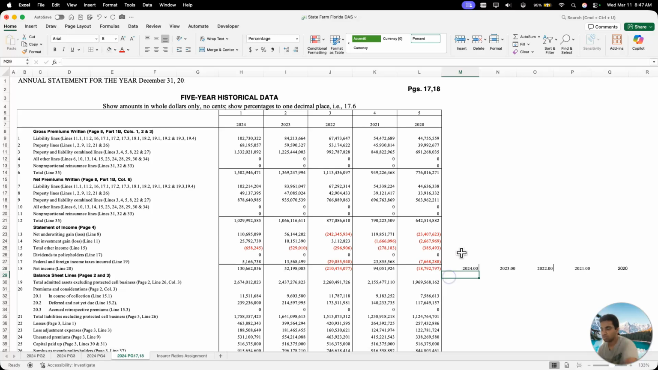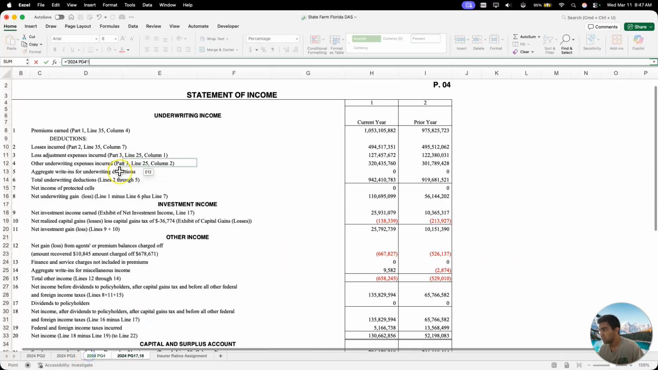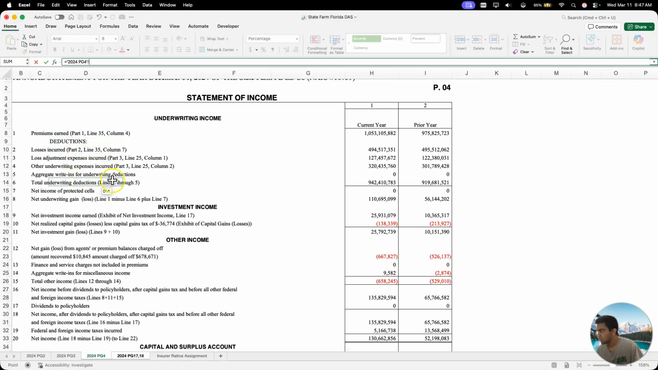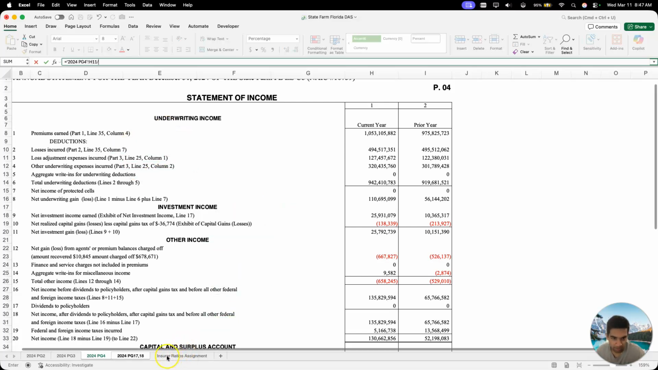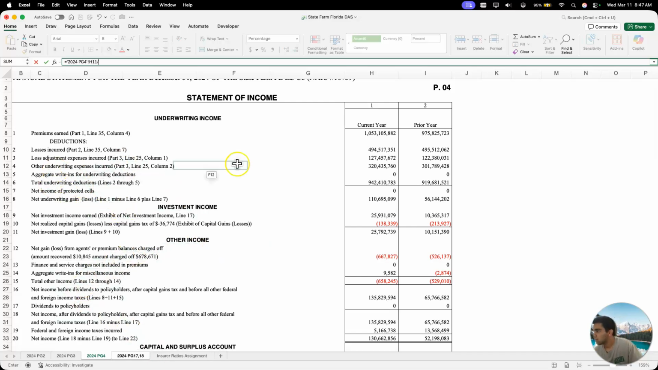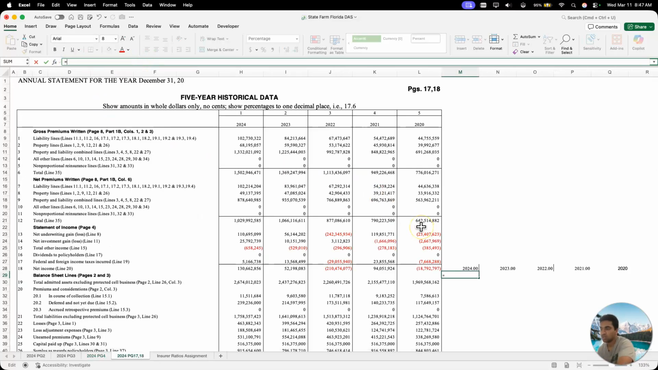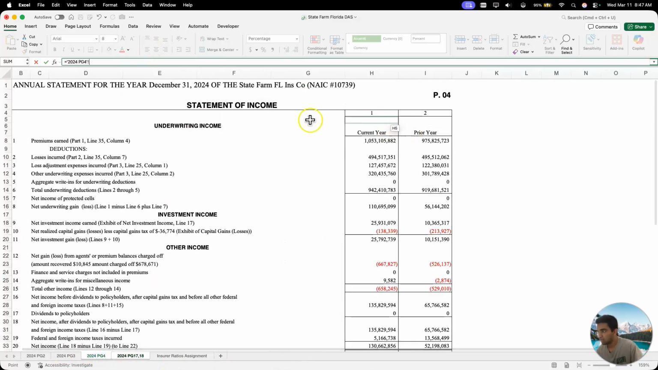So we have underwriting expenses, and we're going to find that in the statement of income. Let me see where that is. I'm pretty sure that's the loss adjusted expenses divided by, oh, hold on. I apologize. This is not where we're looking. If you want the underwriting expenses, you're going to go to the statement of income and look for other underwriting expenses, and you're going to have it right here, and divide that by written premiums.